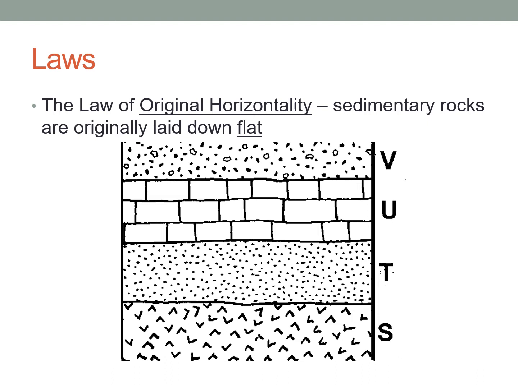There are a few laws that you need to understand when we talk about relative age and relative dating. The first one is the law of original horizontality. All this is saying is that when sedimentary rocks are laid down, when they're formed, they are originally laid down flat. So they're going to be in flat layers. So that tells us if they're not in a flat layer, something has happened. Okay, so original horizontality is simply that sedimentary rocks are originally laid down flat.